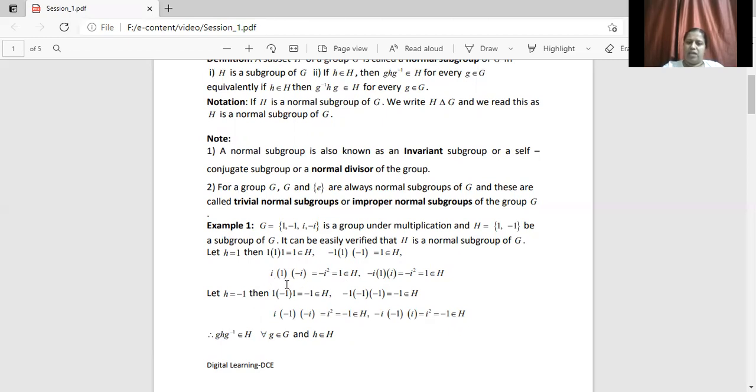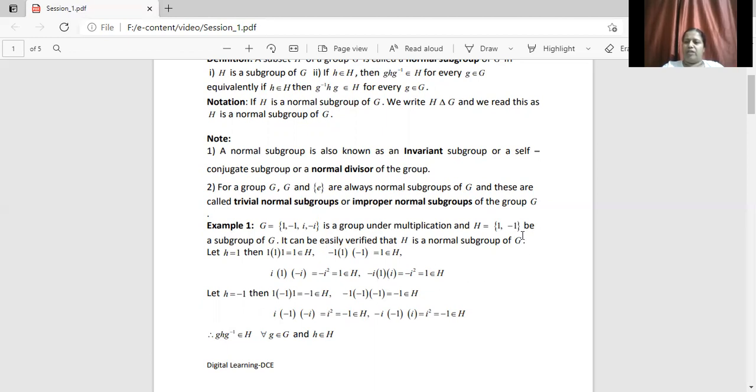Therefore, g h g inverse, we are getting as minus i square. But minus i square is nothing but 1, and 1 belongs to H. Then take the last element of the group G, which is minus i, into h equal to 1, and the inverse of minus i is plus i. Therefore, minus i into 1 into plus i is equal to minus i square, which is nothing but 1. Again, it belongs to H. Therefore, for small h equal to 1, we saw here g h g inverse belongs to H.